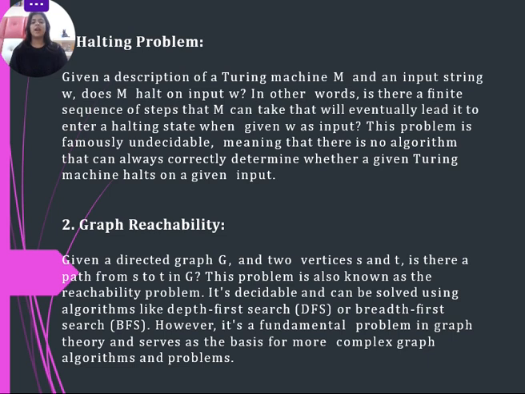The second one is graph reachability. Given a directed graph G and two vertices S and T, is there a path from S to T in G? This problem is also known as the reachability problem. It's decidable and can be solved using algorithms like DFS, depth first search, and BFS, breadth first search. It's a fundamental problem in graph theory and serves as the basis for more complex graph algorithms and problems.